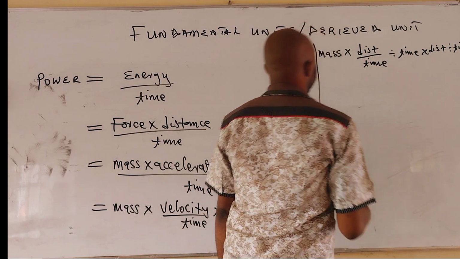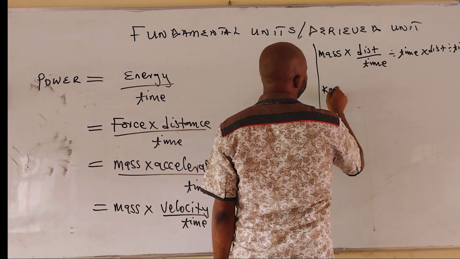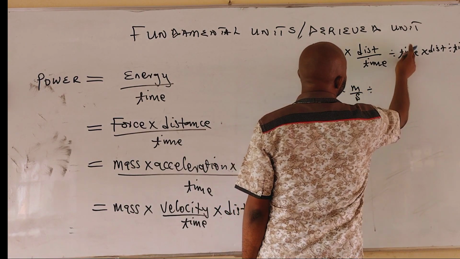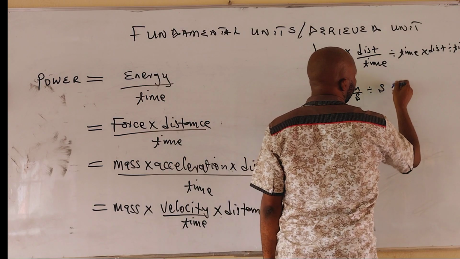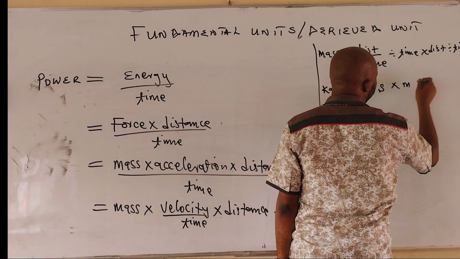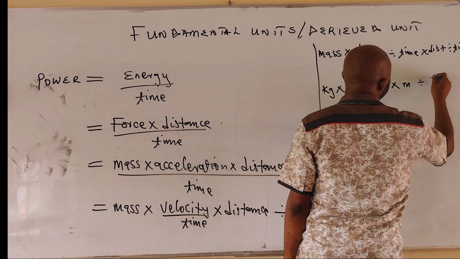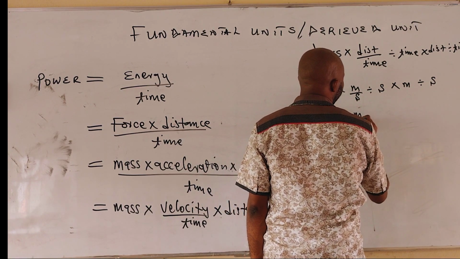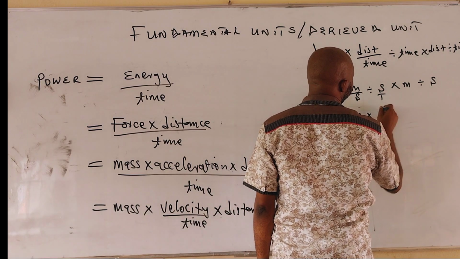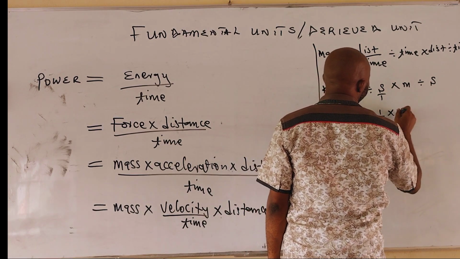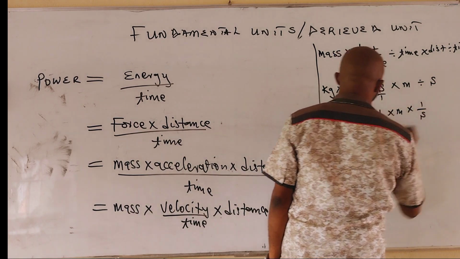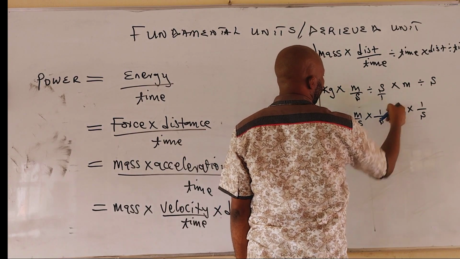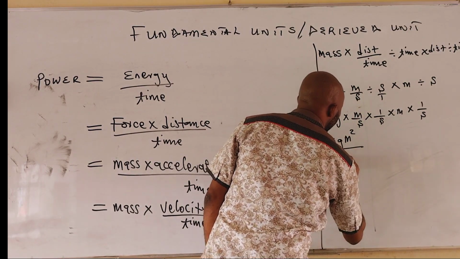Okay, let's break them down. Mass is in kilogram, distance is in meter over second, divided by second, times distance in meter, divided by seconds. So this is my kg times meter over second. This is over 1 times 1 over second times meter times 1 over second. So this is my kg meter squared over second cubed.